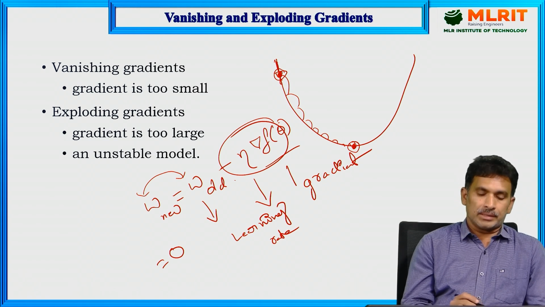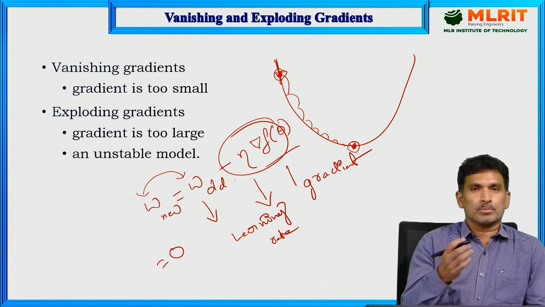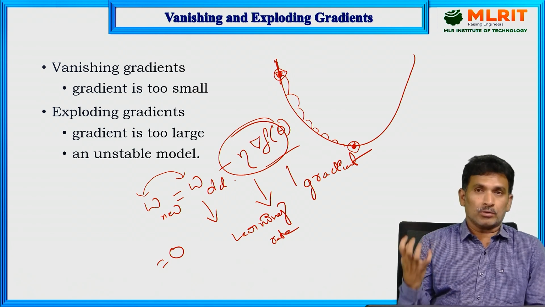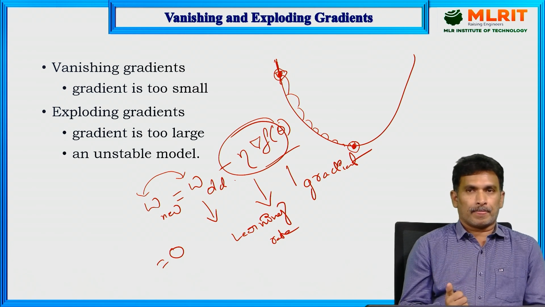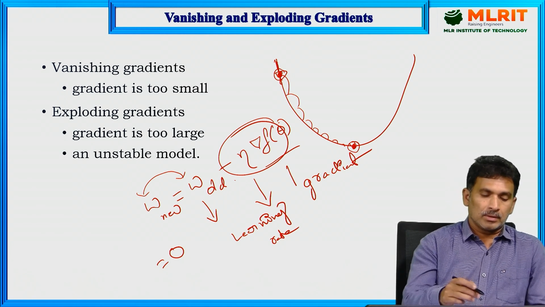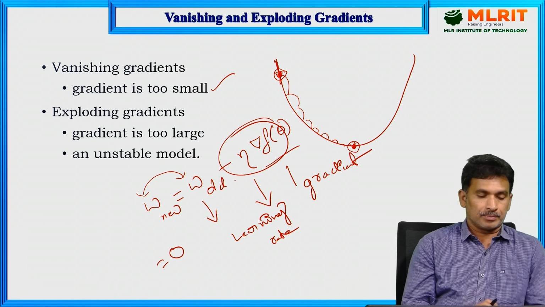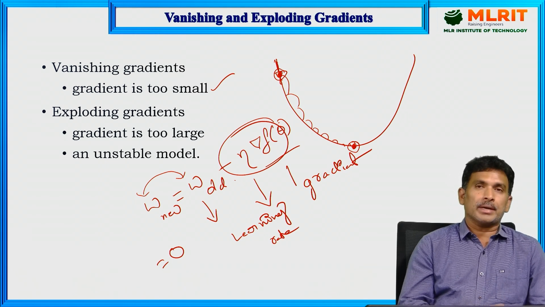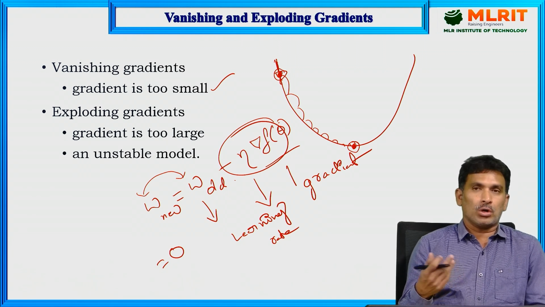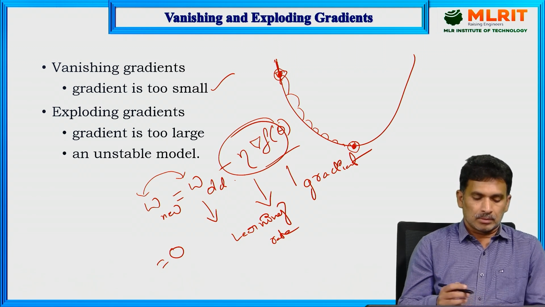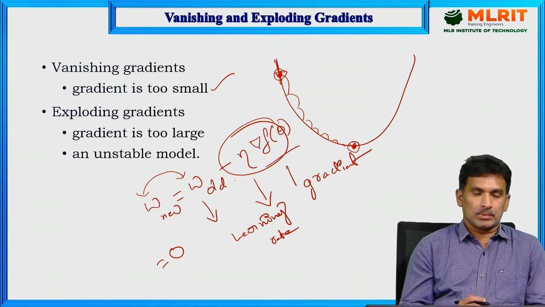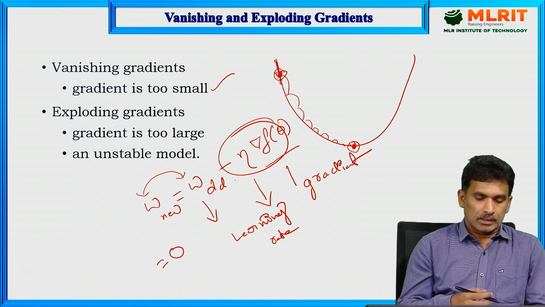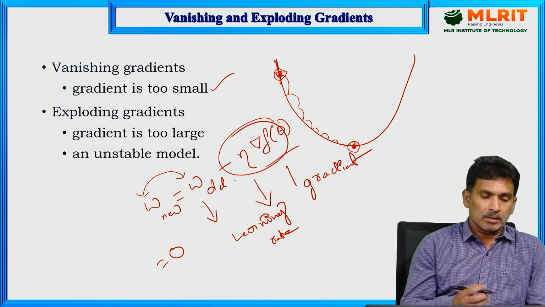That is, the gradient becomes smaller and smaller as we propagate it from the output layer to the input layer. The gradient becomes too small: this is the vanishing gradient. The next one is the exploding gradient. Exploding means the gradient becomes too big, too large. Then the model becomes unstable. It will not converge and will not learn, so this is another problem.